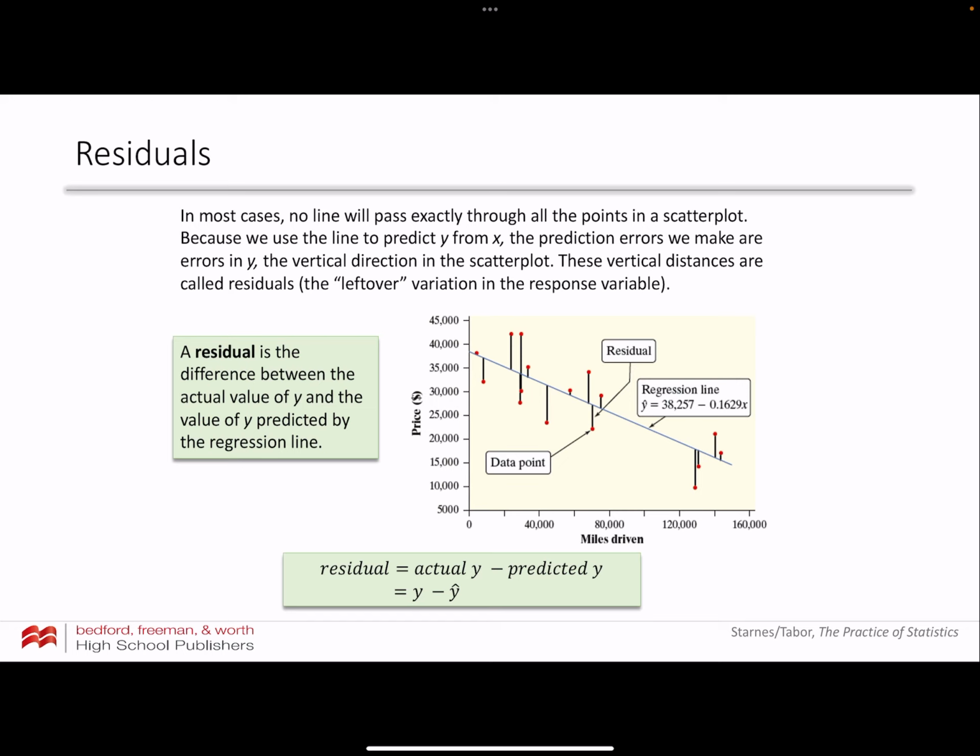So how do we calculate an actual residual? To calculate the residual, we take the actual y value, like this value here, and subtract the predicted y value, the y value along that blue line. In other words, we take y minus y hat. Some of our residuals are going to be positive because the actual y is above the predicted y. But some of the residuals might be negative because the actual y is below the predicted y, or in other words, below the regression line.